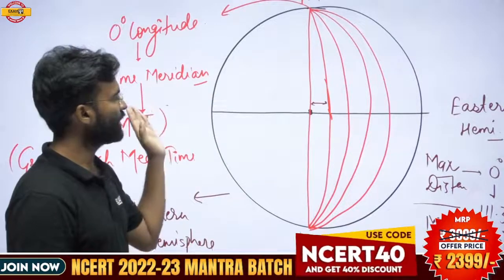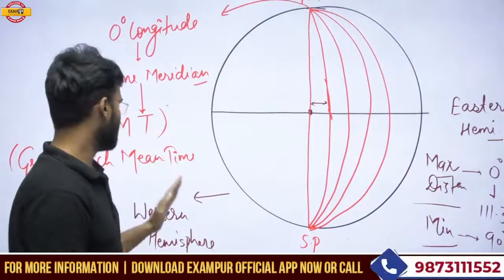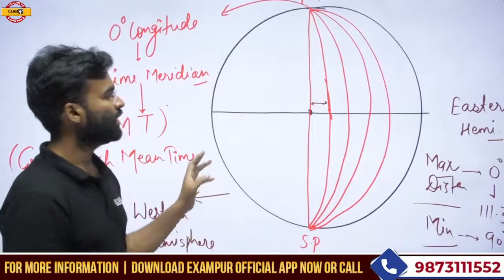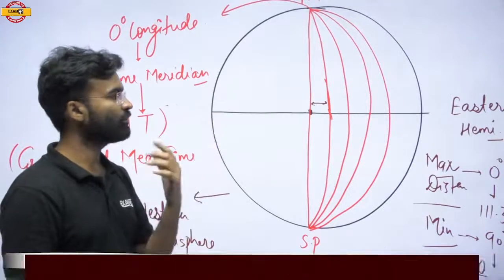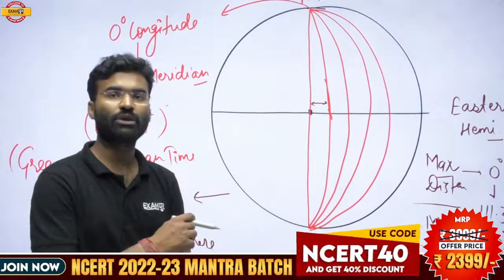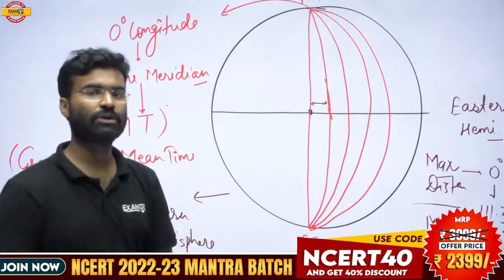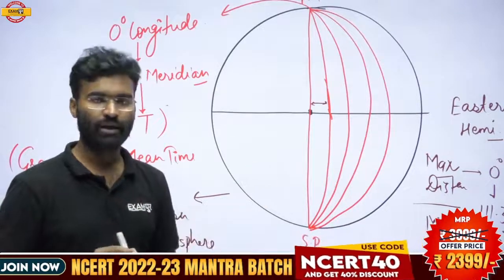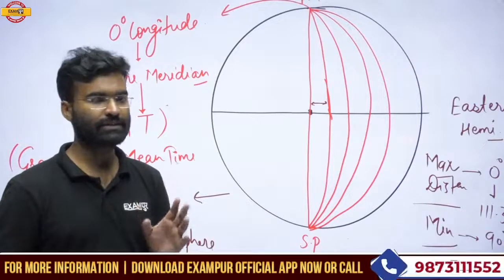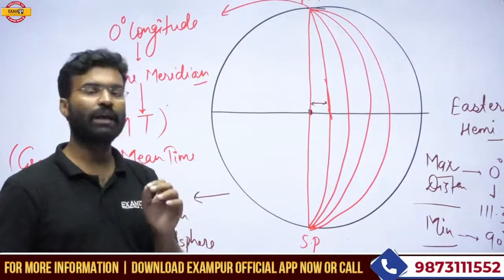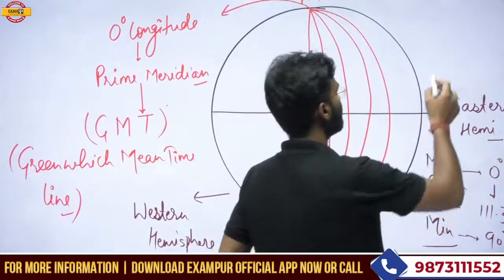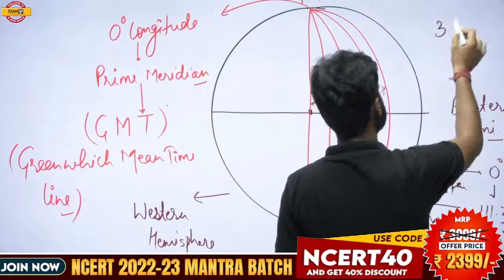0 degree longitude is also known as the prime meridian. It is also known as the Greenwich Mean Time line. And there is a total number of longitudes. So what is the total number of the longitudinal lines? What is the total number of the longitudes? The number of longitudes is 360, and the number of longitudinal lines is also 360. Okay, so the number of longitudinal lines is 360.